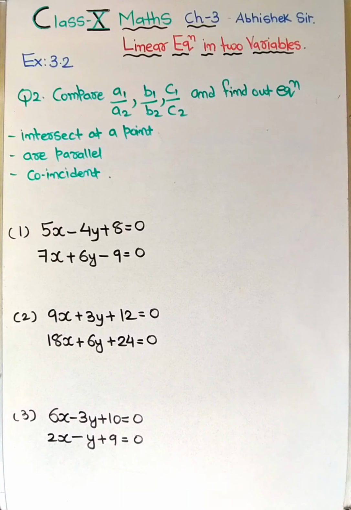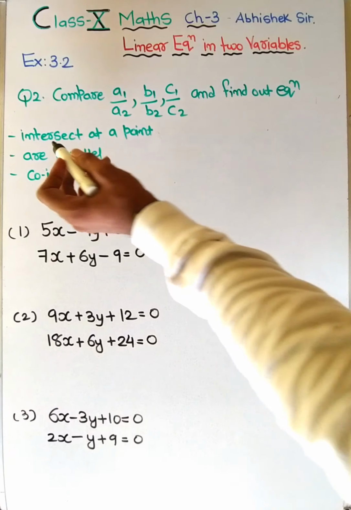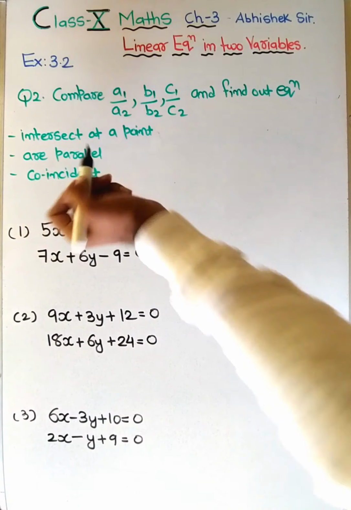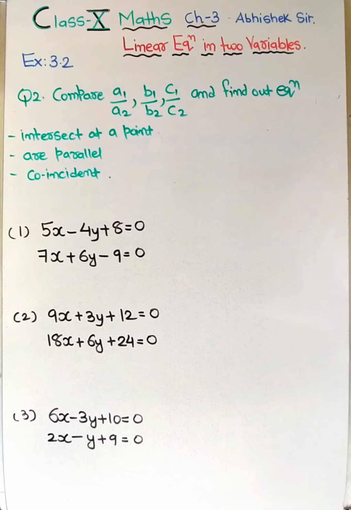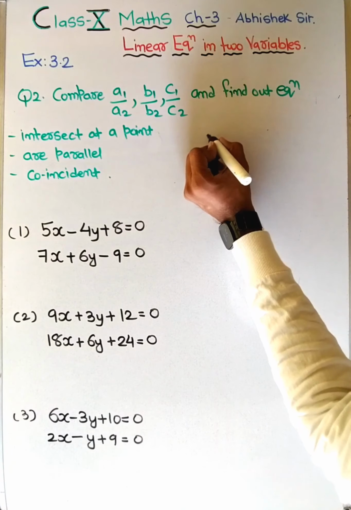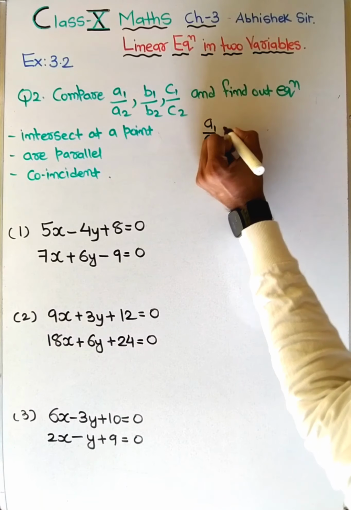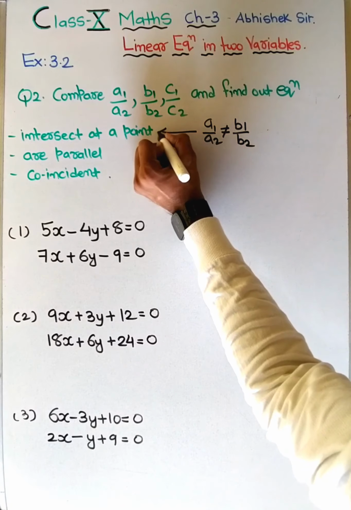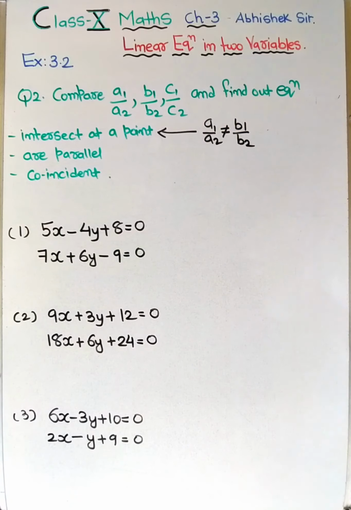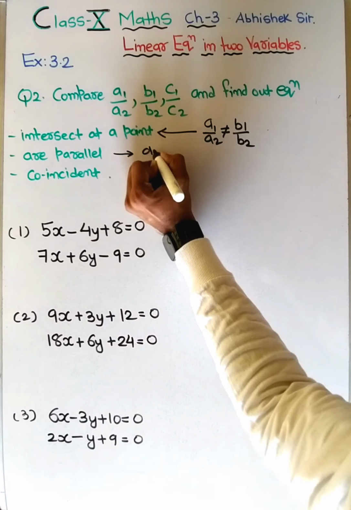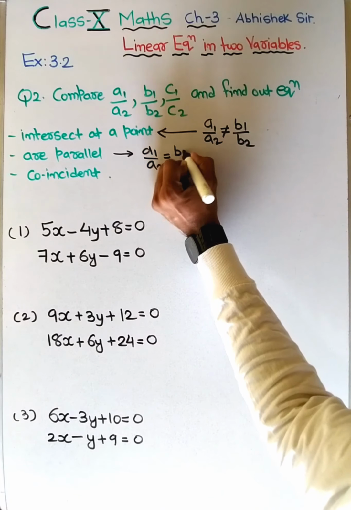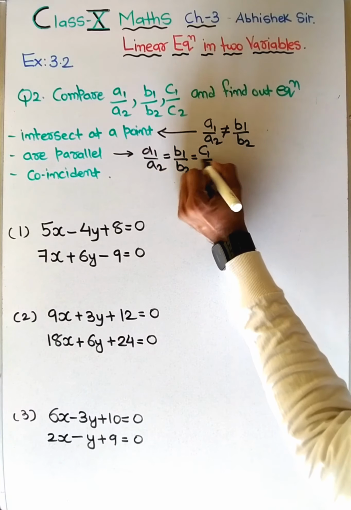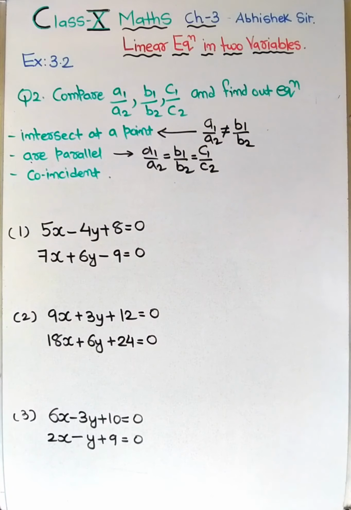Now question number 2 is: compare A1 by A2, B1 by B2 and C1 by C2 of these two equations and find out whether the equations intersect at a point, are parallel or are coincident. So it is very easy. If A1 by A2 is not equal to B1 by B2, then the answer is that the lines intersect at a point. Now if A1 by A2 equals B1 by B2 equals C1 by C2, then the lines are parallel.